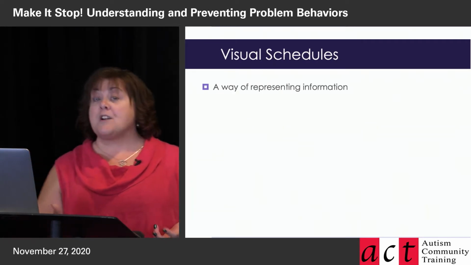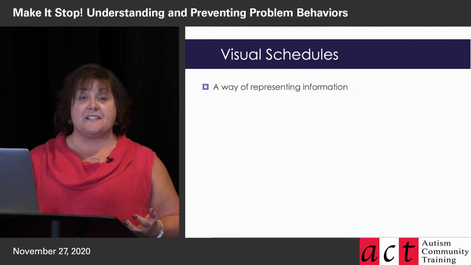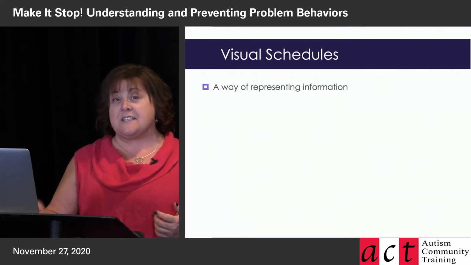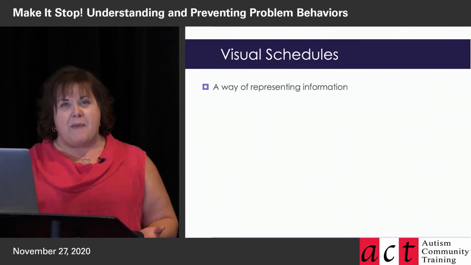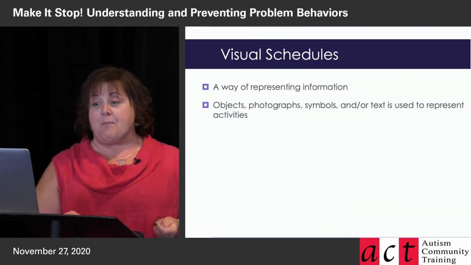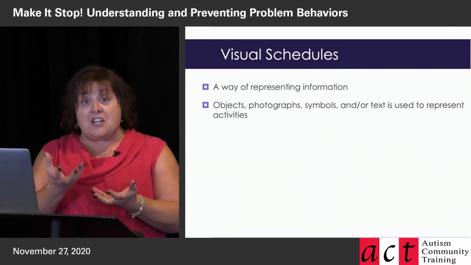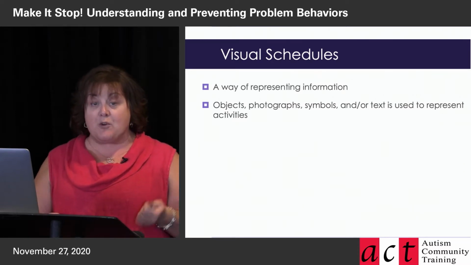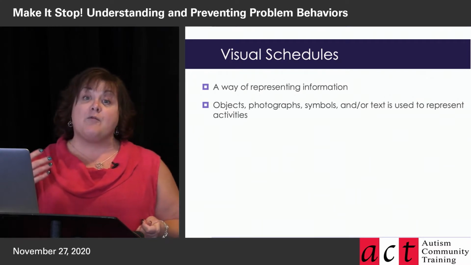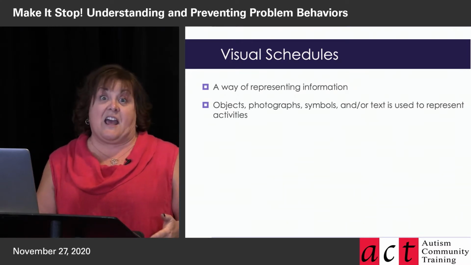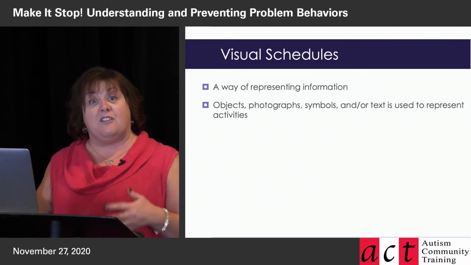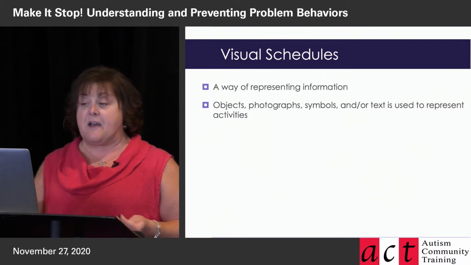I do want to spend more time talking about visual schedules because they're a bit more complex, and there are a bunch of different ways that we might actually go about setting these up. So, as I've mentioned, visual schedules are really just a way of presenting information to people. We might use objects, so actual real three-dimensional things to represent activities. We might use photographs. We might use symbols. And if we're working with readers, we might also just use text, right? Just print only. Whatever we're going to use, it's got to be something that the child or the person understands, that makes sense to them.